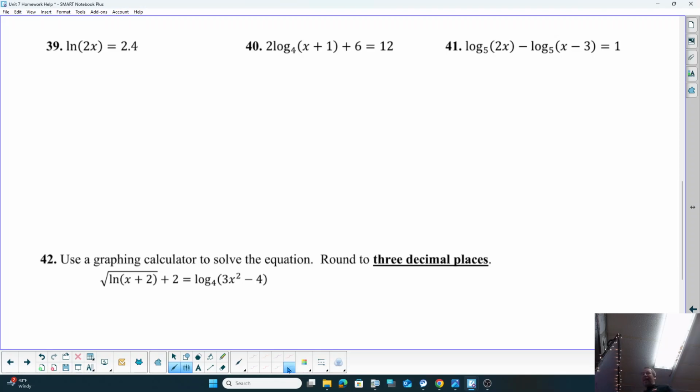So how do we undo ln? We undo ln by putting an e underneath it and raising it up. Oh, wait, no, wait. And you do it to both sides.